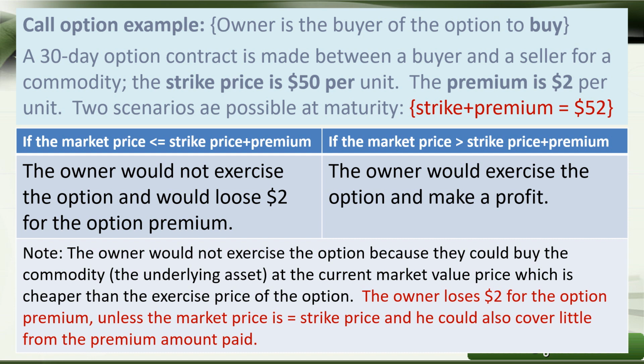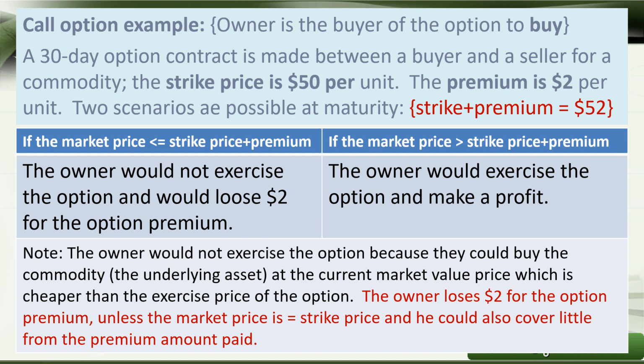But generally speaking, if the market price is less than the strike price plus premium, you would not exercise that option. And if the market price is greater than the strike price plus premium, the owner would exercise that option and make a profit. Because the market price is higher, he already has a call option price which is cheaper for him, so he will exercise that.